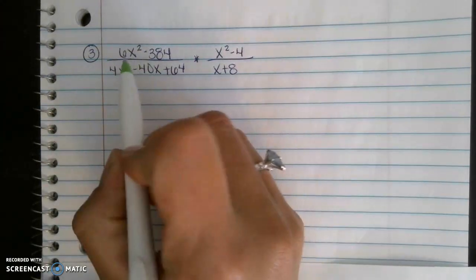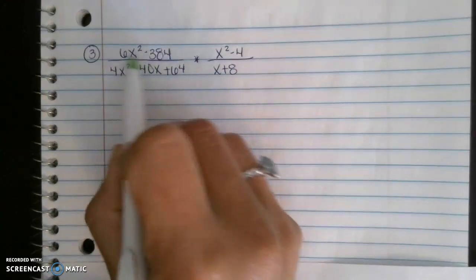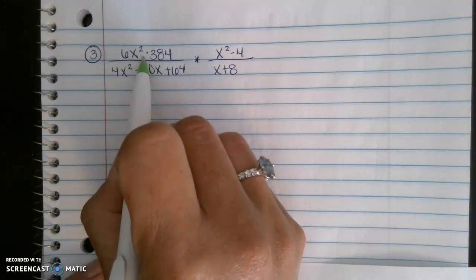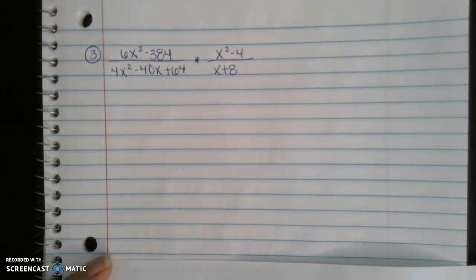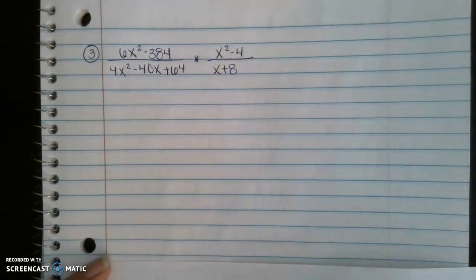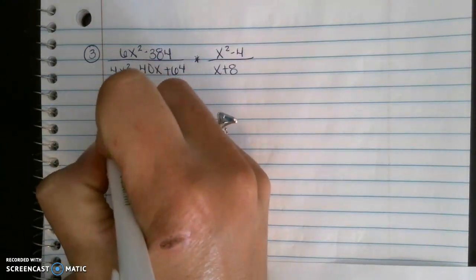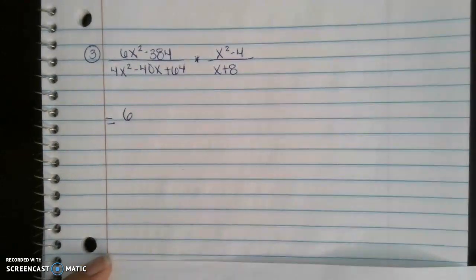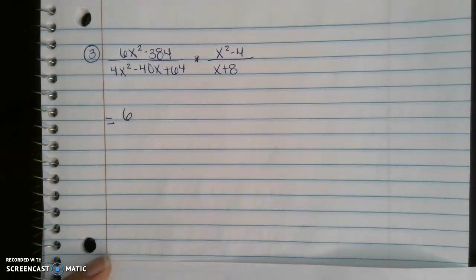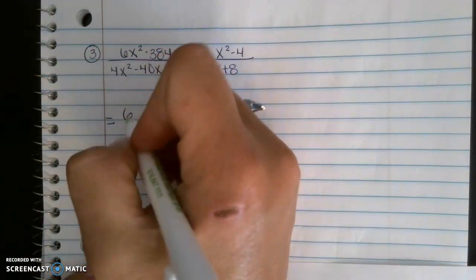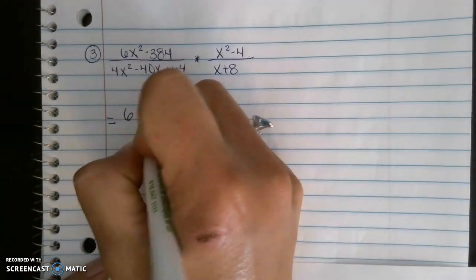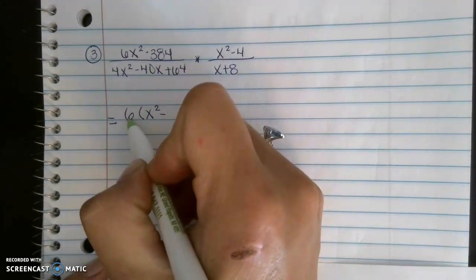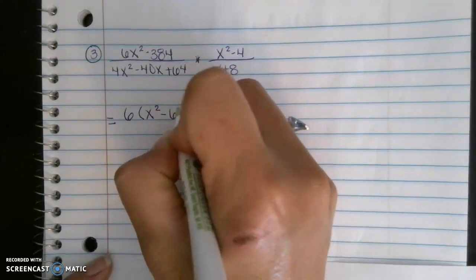So looking at this top part here, I'm just focusing on this, looking at, do I have a greatest common factor? And yes, I do. Okay, so looking at this top part, I have a greatest common factor of 6. So I'm going to go ahead and rewrite this down here. I have a GCF of 6. And so when I go ahead and divide this out, 6 divided by 6 gets me x squared minus, and then 384 divided by 6 gets me 64.